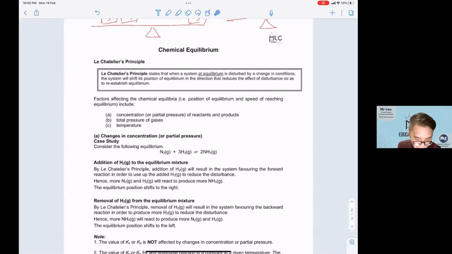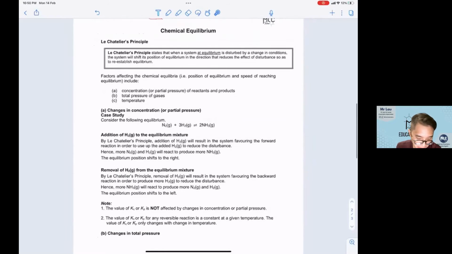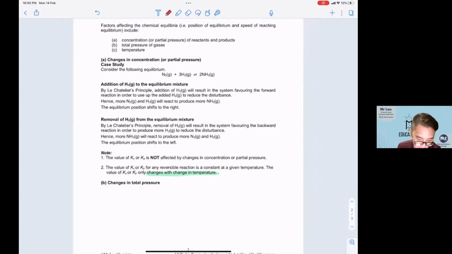Now let's look at the next factor. What happens when you change the pressure of the gas? Please take note that for changes in concentration as well as changes in pressure, the Kc and Kp will not be affected. Kc and Kp equilibrium constants are only affected by changes in temperature. They only change when you change temperature.